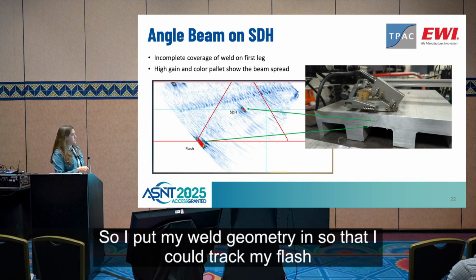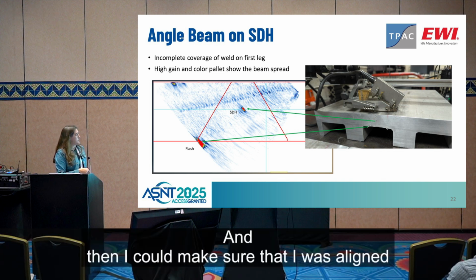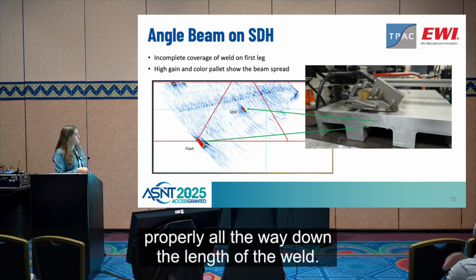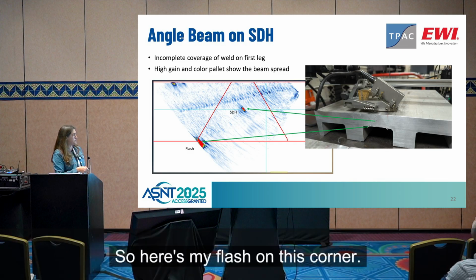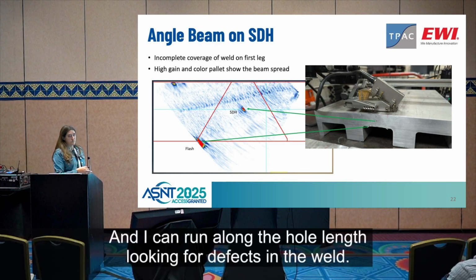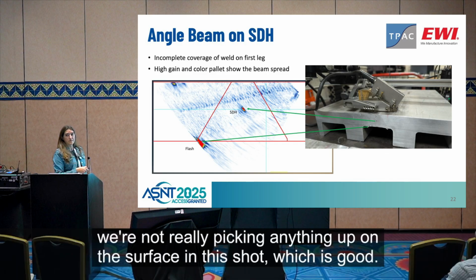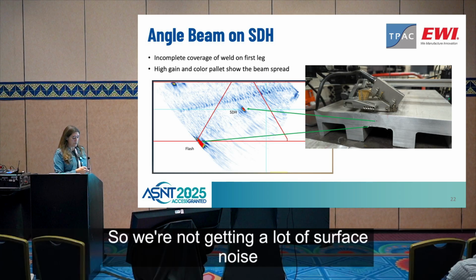So I put my weld geometry in so that I could track my flash and use that as my guide. And then I could make sure that I was aligned properly all the way down the length of the weld. So here's my flash on this corner, here's my side drilled hole, and I can run along the whole length looking for defects in the weld. You can see at the top here, using that at the higher angles, we're not really picking anything up on the surface in this shot, which is good. So we're not getting a lot of surface noise.